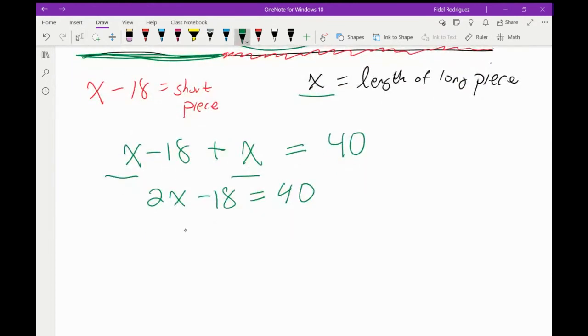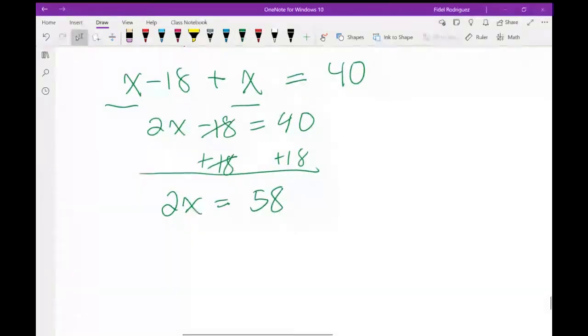And then to get my X by itself, I'm going to undo the minus 18 by adding it to both sides. And that's going to leave me with 2X is equal to, so let's see, 40 and 18 is going to leave me with a total of 58. Okay. And now we're going to divide both sides by 2.